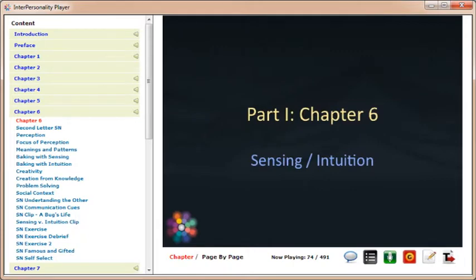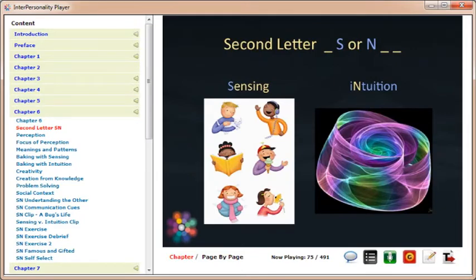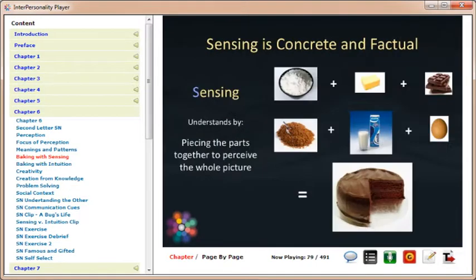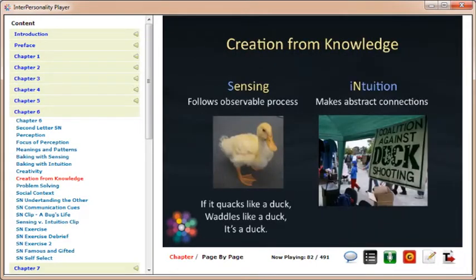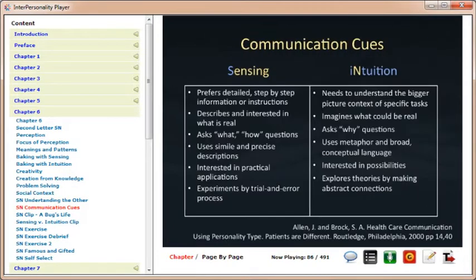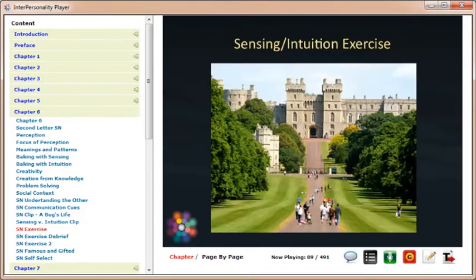Chapter 6 is all about the perception dichotomy, sensing and intuition. Understanding sensing and intuition is critical in understanding how people learn, whether they prefer to have the big picture before the detail or the detail before the big picture. We discuss how sensors and intuitors approach creativity and problem solving, some communication cues to look for in each, with a clip and an exercise to help you experience the SN dichotomy.